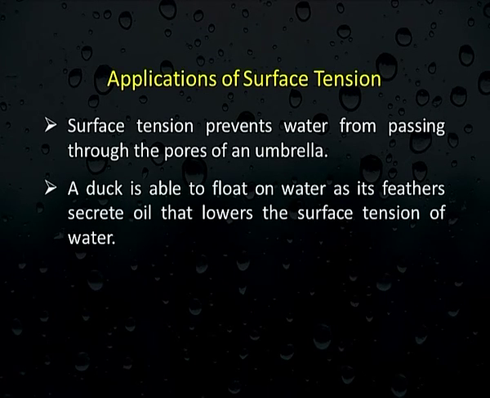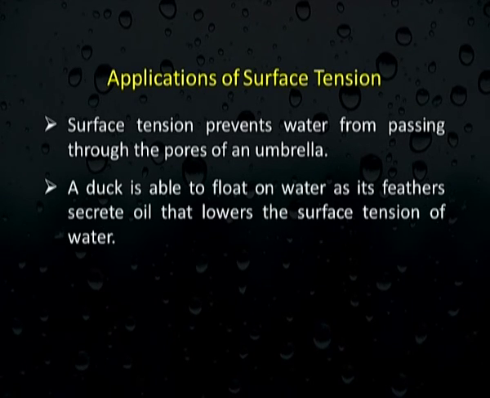Surface tension prevents water from passing through the pores of an umbrella. A duck is able to float on water as its feathers secrete oil that lowers the surface tension of water. So, we can see how important surface tension is.